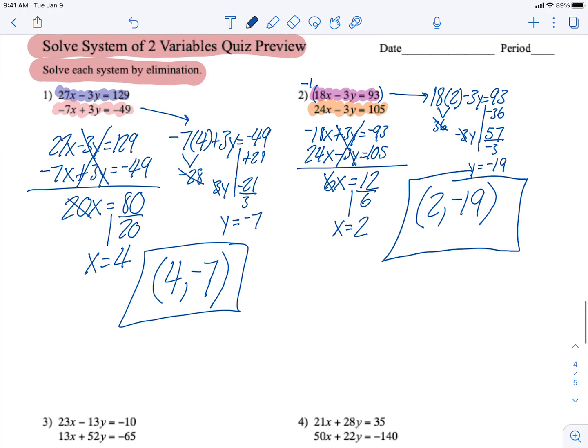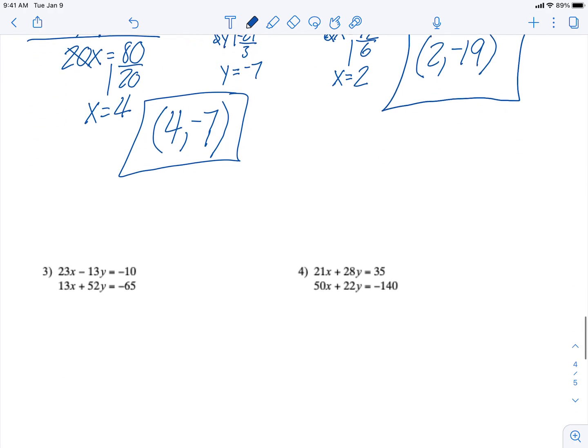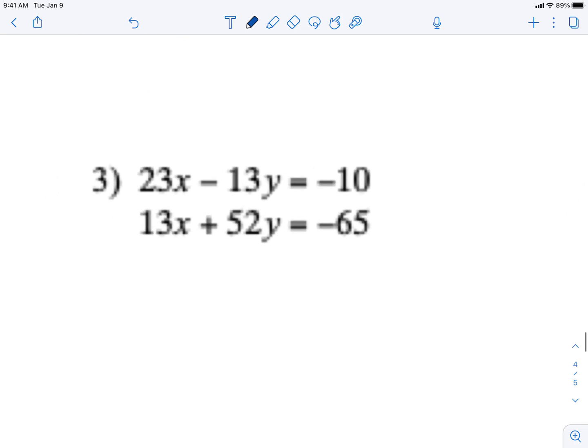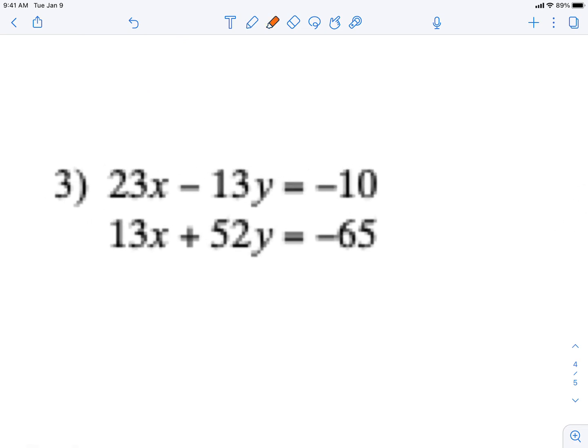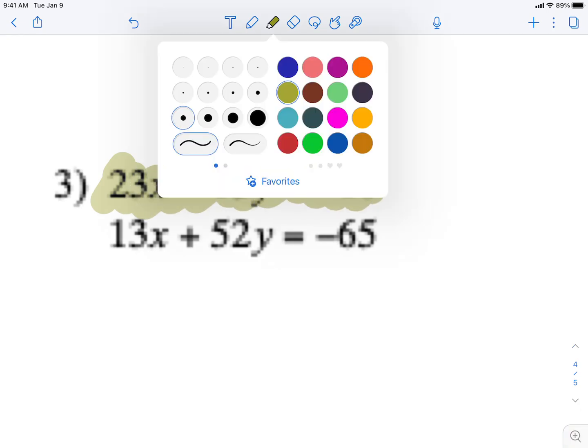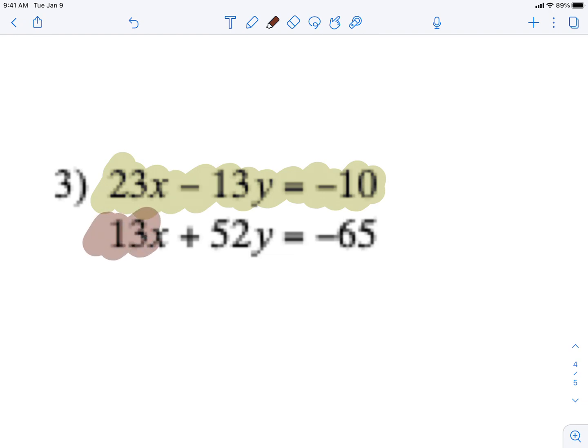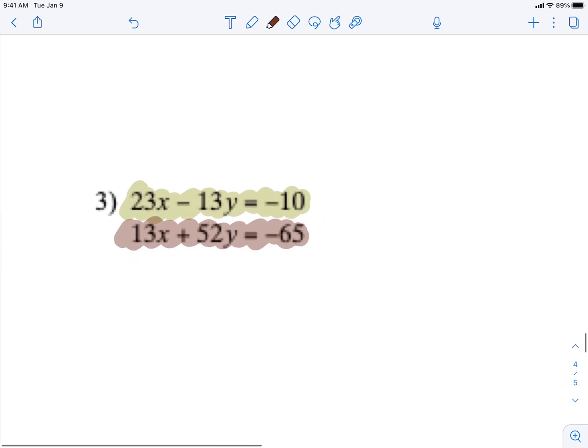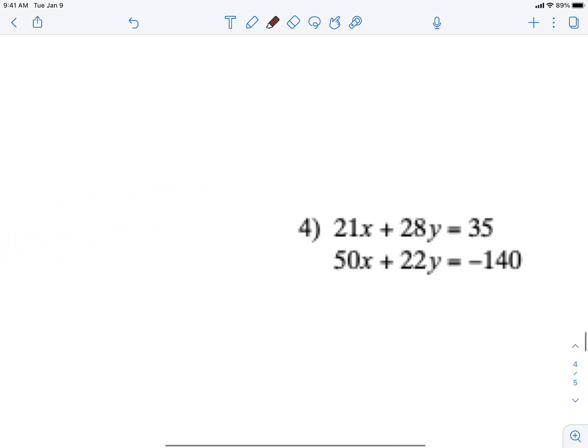Okay. Two more elimination problems, right? So let us highlight as we do, as Mr. Martinez likes to. So this is my green, and this is my brown here, right? Now this one, I noticed that nothing matches. So what I have to do here is I have to multiply.